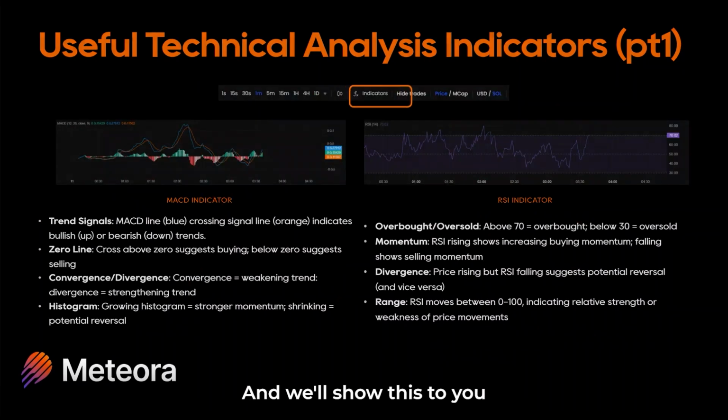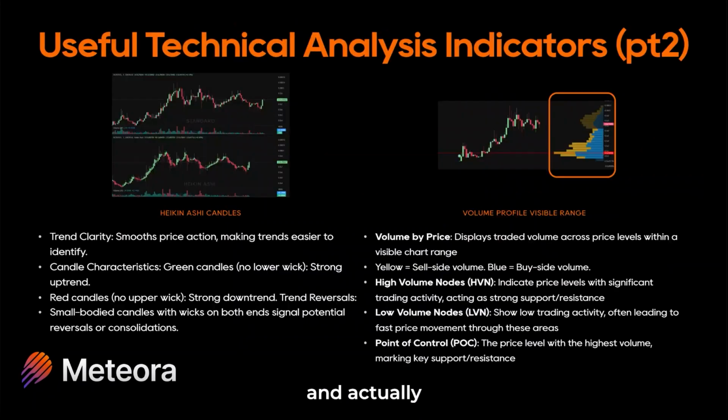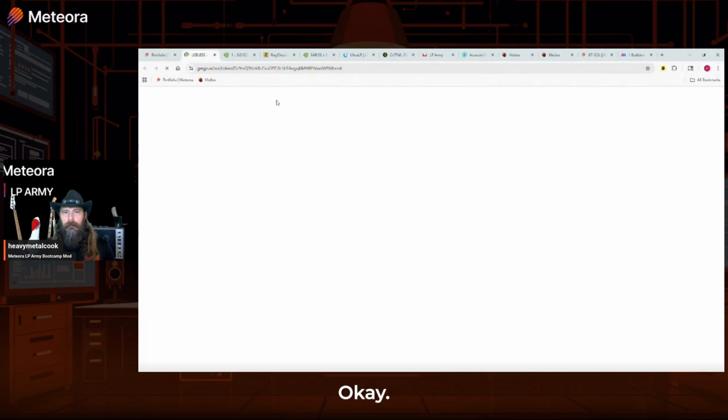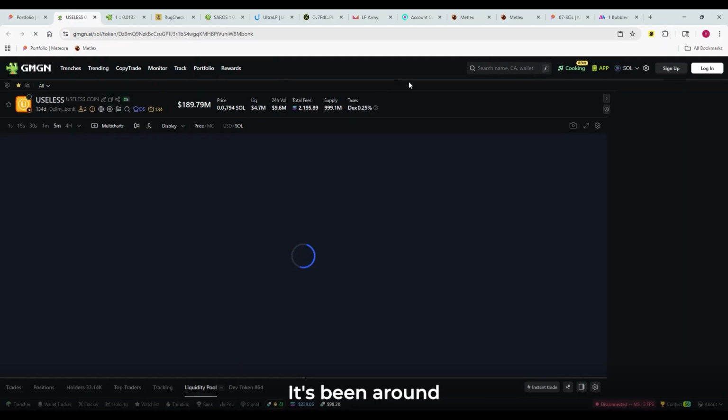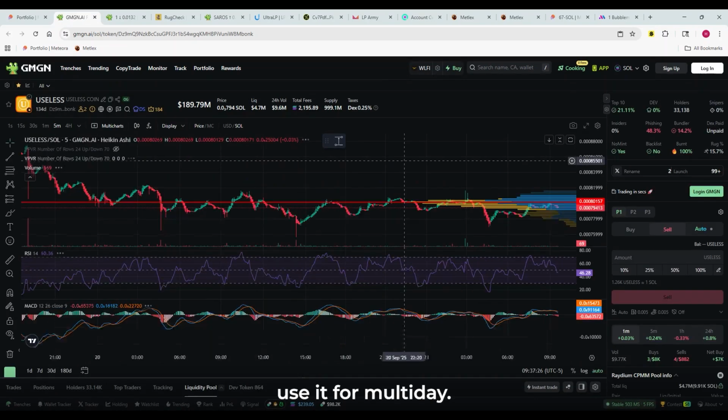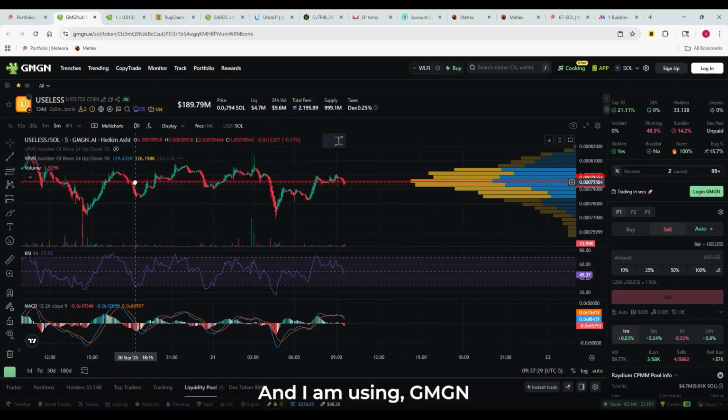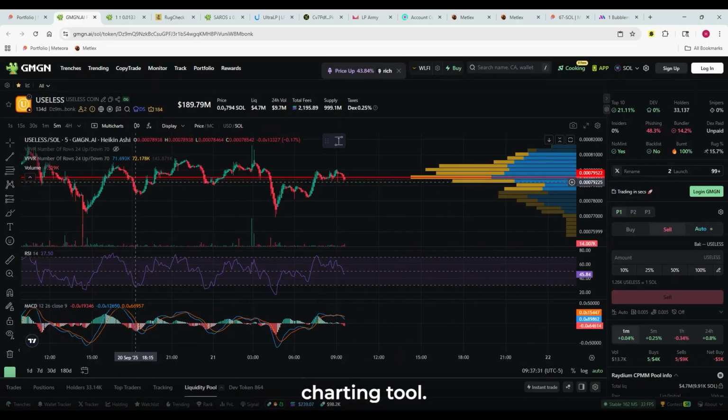And we'll show this to you in practice. Actually, we'll go ahead and do that now before we move to the next thing. Okay, so let's load up this token called Useless. This is a well-established token. It's been around, and a lot of people use it for multi-day. And I am using GMGN. This is my favorite charting tool.